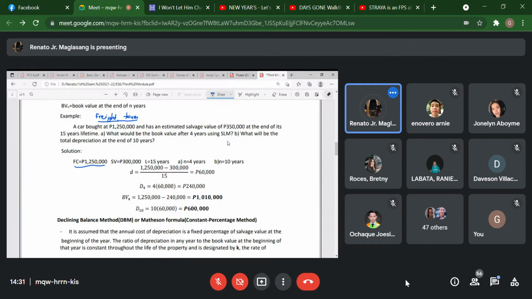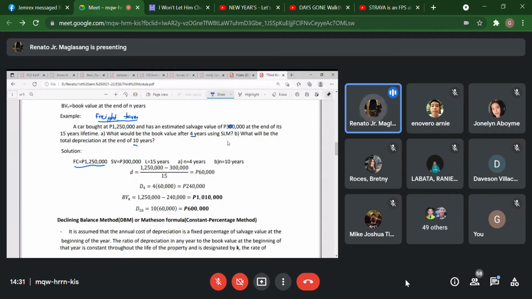Oh, okay, so this should be 300,000. Sorry, to make everything correct, the salvage value is 300,000. The useful life is 15 years, the n is 4 years for letter A, and 10 years for letter B. Again, correction: this is 300,000 because the value we use in the solution is 300,000.